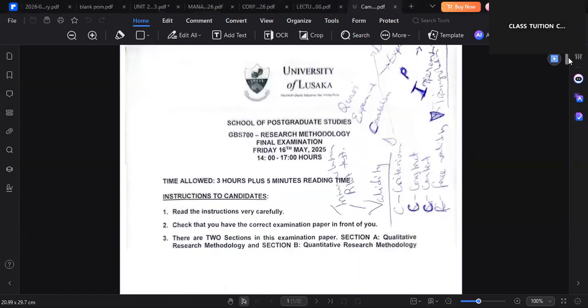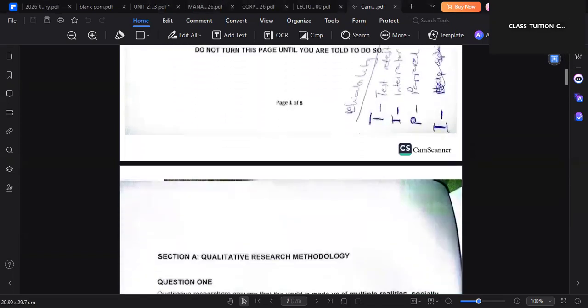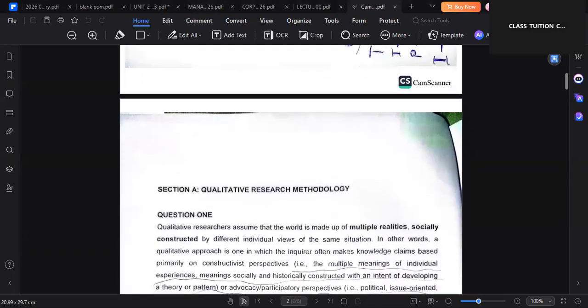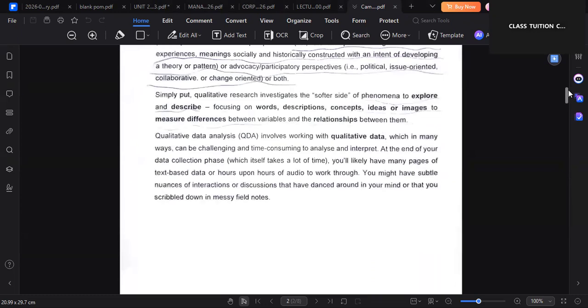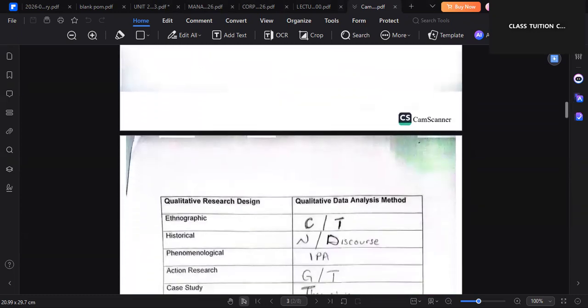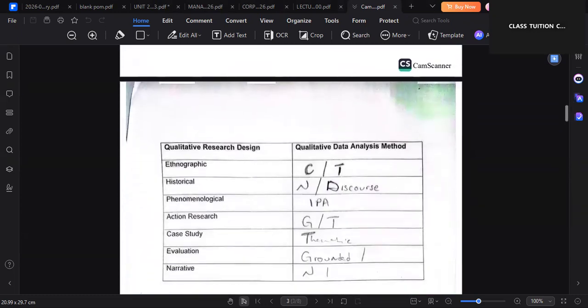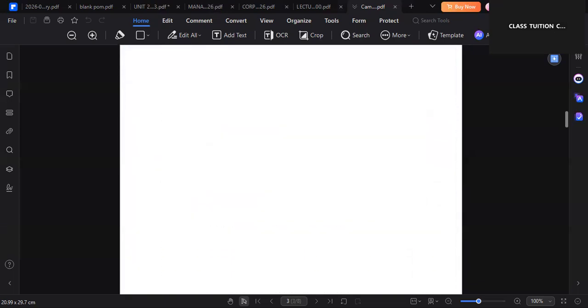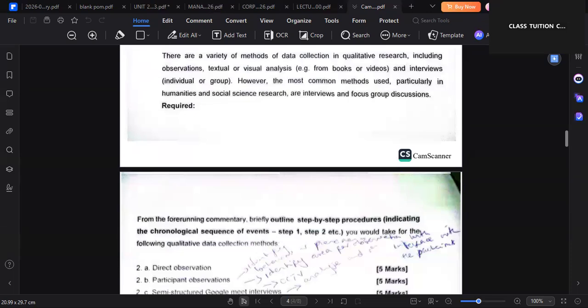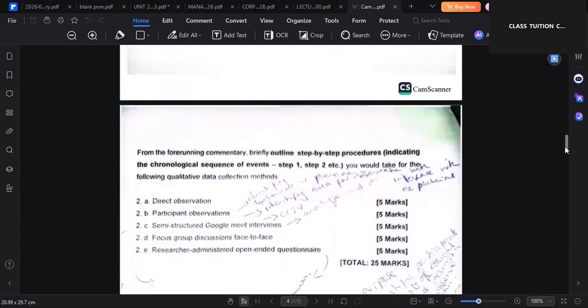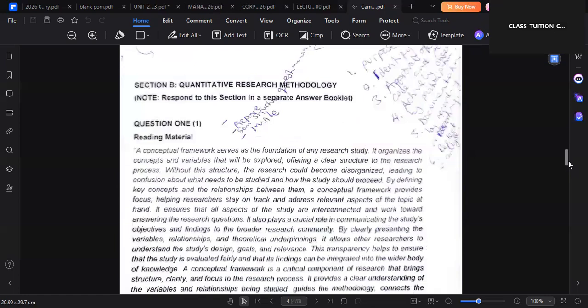GBS 700. So basically, we know by now that this course has two lecturers. There's a qualitative part and the quantitative. So the qualitative is looking at qualitative methods, so anything to do with qualitative designs, etc. Then the other section has to do with quantitative. So this is how last year's paper looks like.